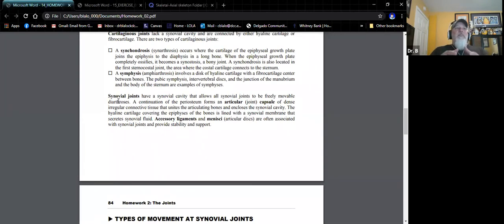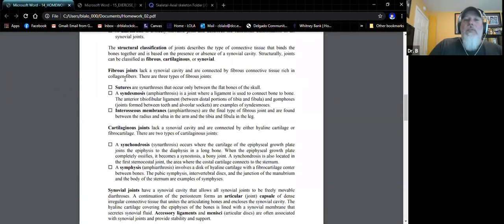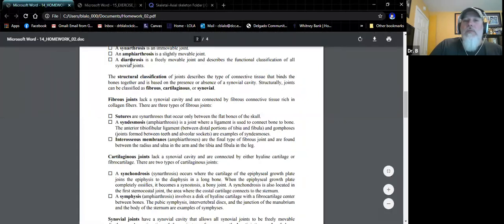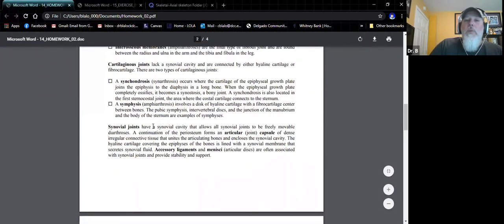It basically is going to be a continuation of the periosteum that is around the actual bone itself. Now, inside of that joint capsule, we're going to find things like ligaments. Those ligaments are specifically designed to hold the bones together because we're going to have space between these bones. The reason we have space between these bones is to allow those bones to freely move against each other. So these synovial joints would be examples of our diarthritic or diarthrosis joints. These are going to be our freely movable joints.